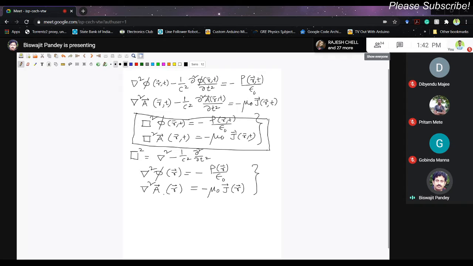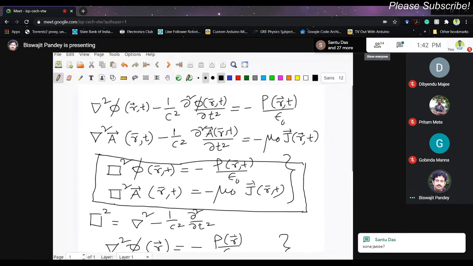You can also solve these equations in spherical coordinates or cylindrical coordinates if you like. The only difference is that you have to write down the Laplacian in cylindrical or spherical coordinates accordingly. But how do we solve these equations using the Green's function method? I am particularly discussing the Green's function method here.